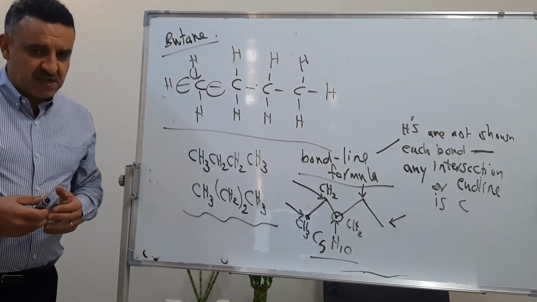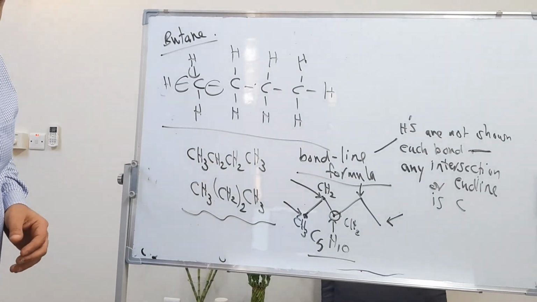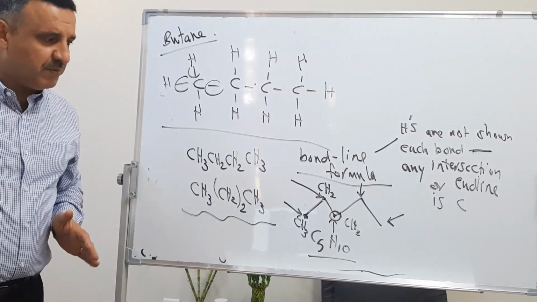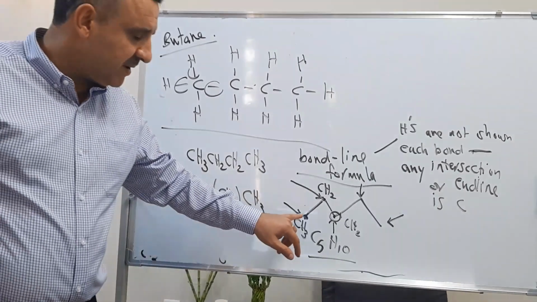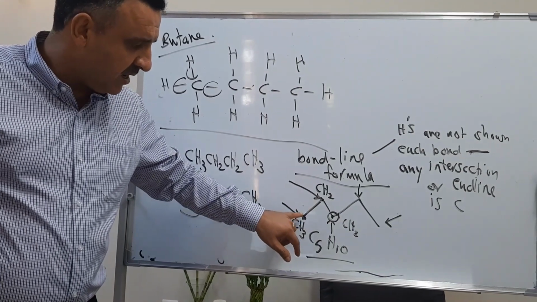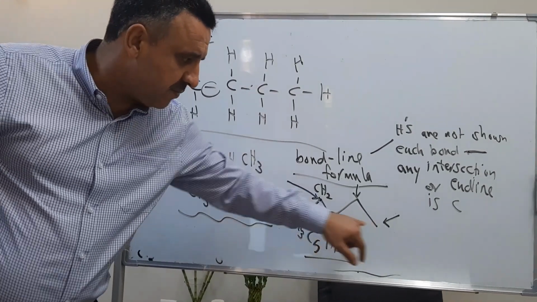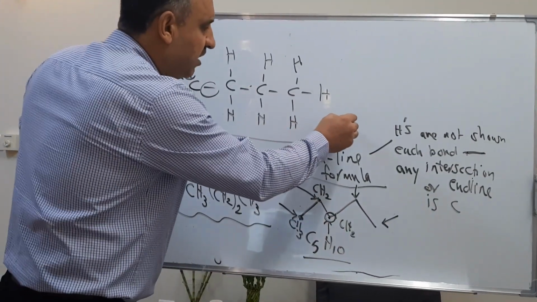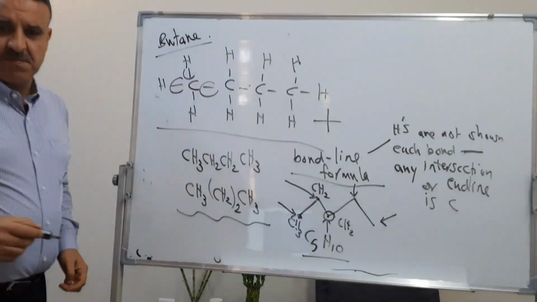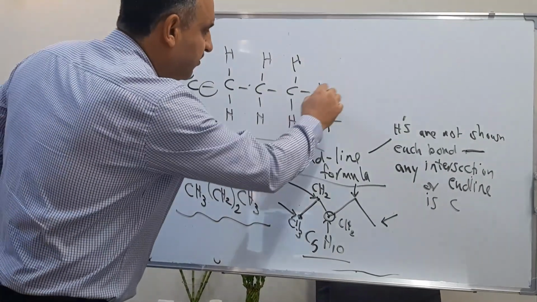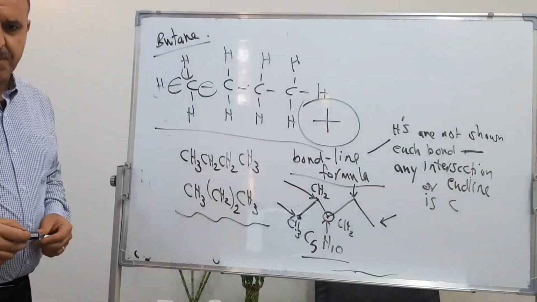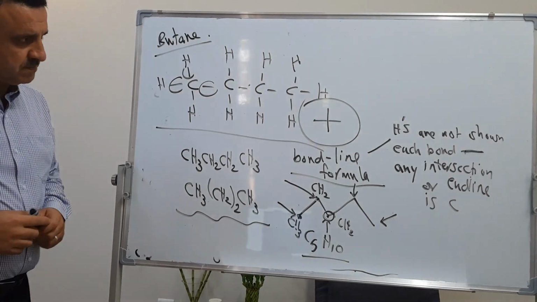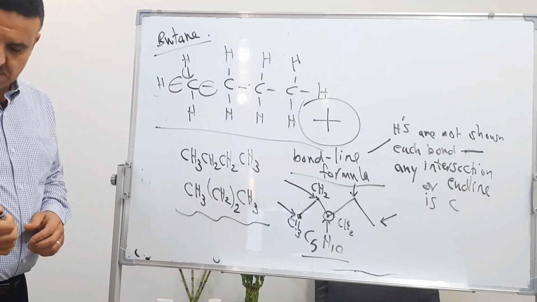So anyway, I'll just very quickly try to ignore the slides just because I want to see what I should teach anyway. As you can see in the bond line formula, any end line is a carbon and any intersection of any 2 carbons is a carbon. For example, what's the molecular formula of this compound, guys? Can you see it? What's the molecular formula of this compound? Anyone knows?